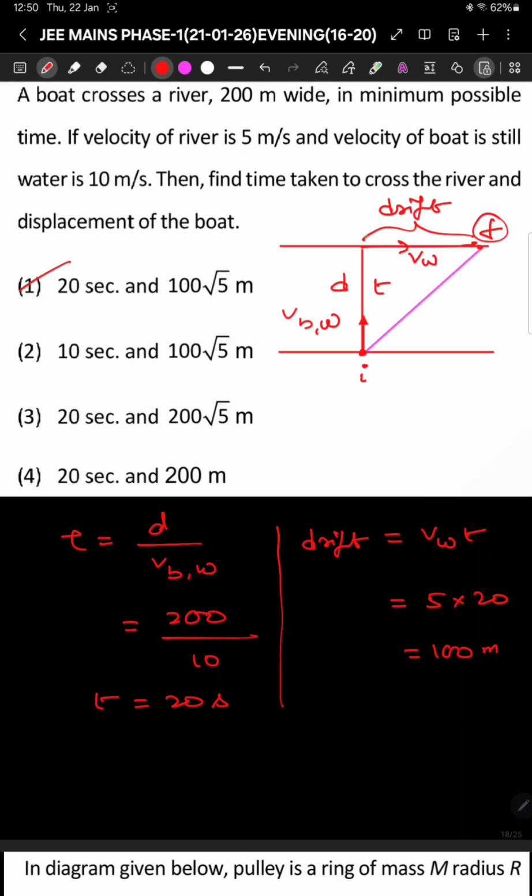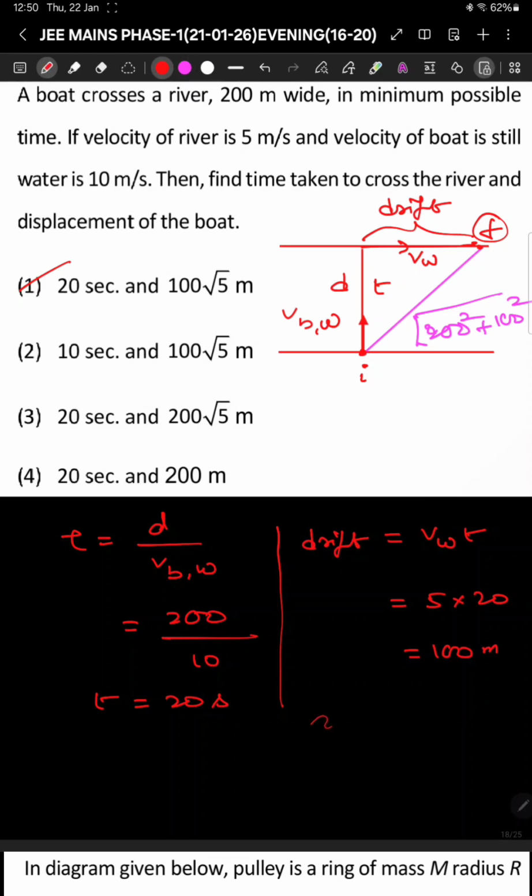So this drift distance we know is 100 meters. From this right angle triangle, this is 100 and this is 200. Then this hypotenuse I want. So the displacement becomes root of 200 square plus 100 square.